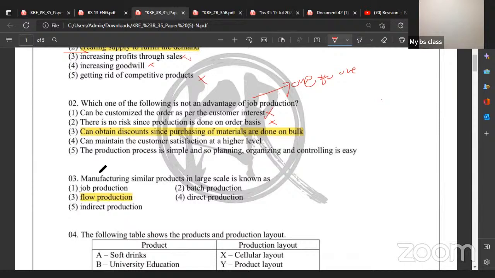But that is also dependent on, for example, if you think about the production of a cruise ship or a plane, or aircraft, that is not going to be a simple process, even though it's job production in some cases, right? But generally talking, we can say it's a simple process. So as per the provided answers, yes, we can go with option number 3.